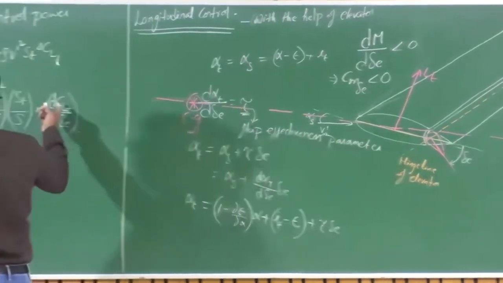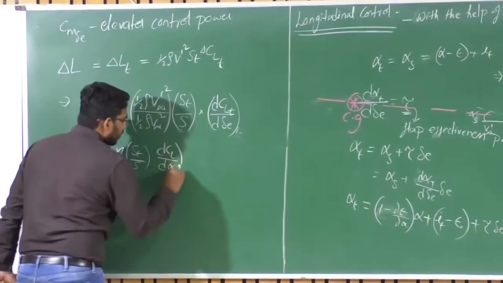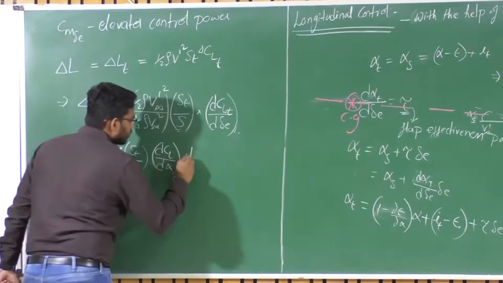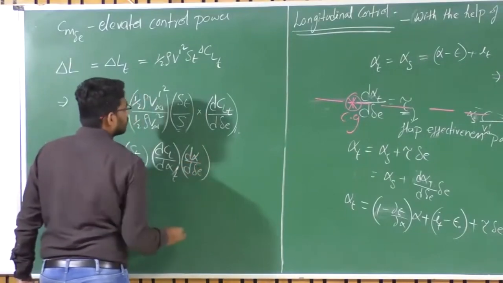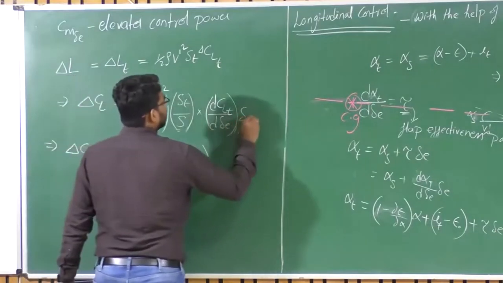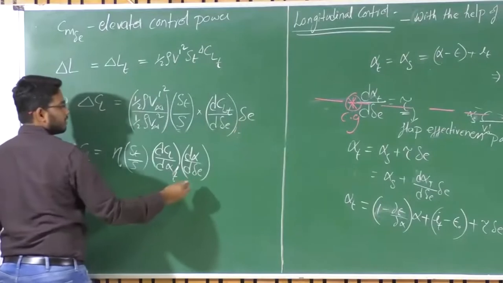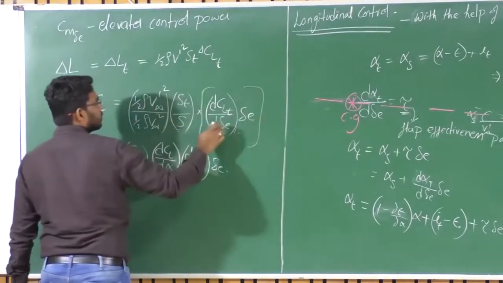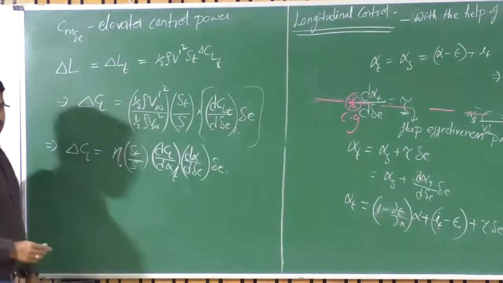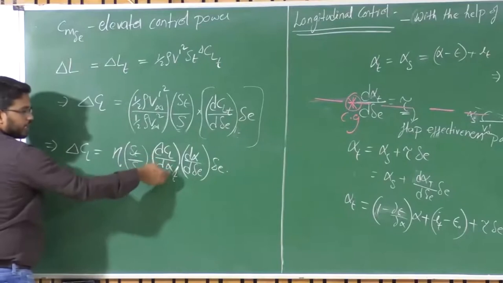So this can be modeled as dCL upon d alpha of the tail times d alpha upon d delta E times delta E. I am sorry, please make a correction, there should be a delta E here. So this talks about the change in lift coefficient for delta E deflection, okay, fine. So this is nothing but CL alpha of the tail here.